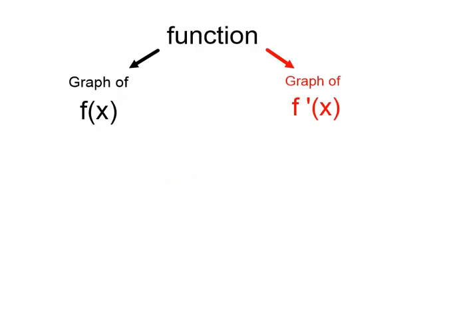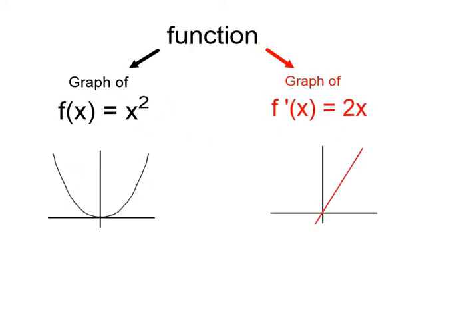Okay, to explain that we need to look at graphs of functions and graphs of the derivative of the function. So an easy example, if we look at the graph of y equals x squared, the graph of the derivative of x squared, which is 2x, looks like this, and we can clearly see that these are different. There's no similarity between them.